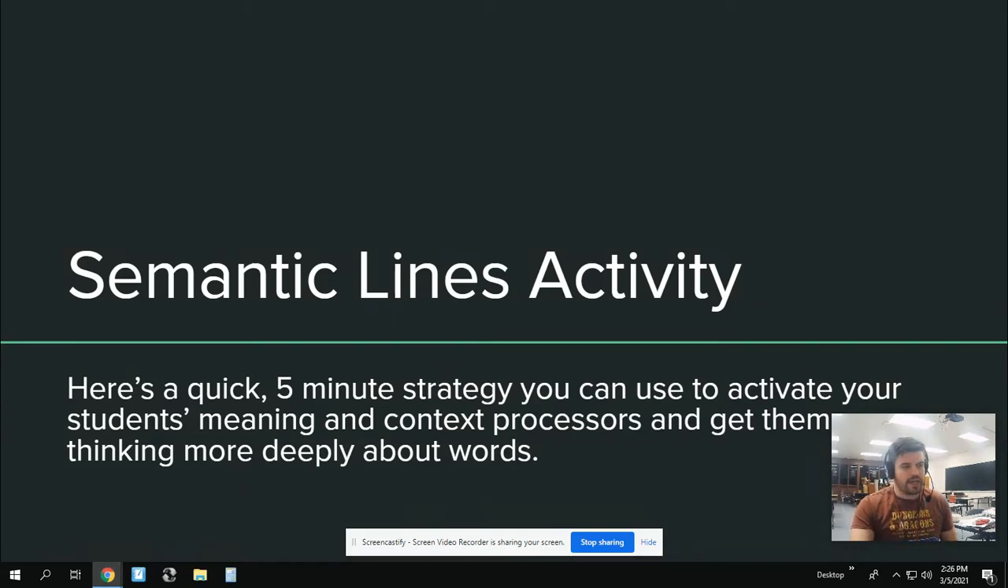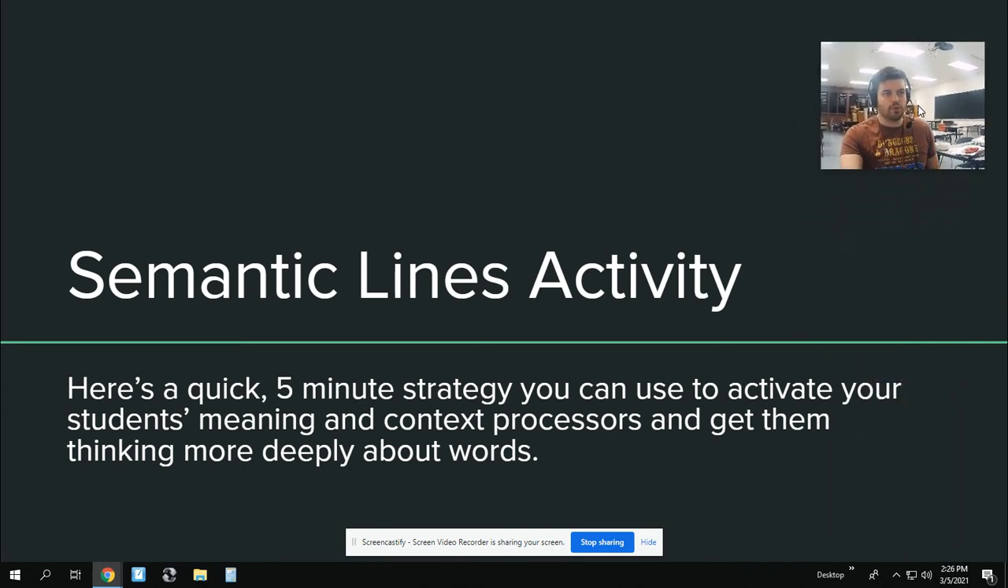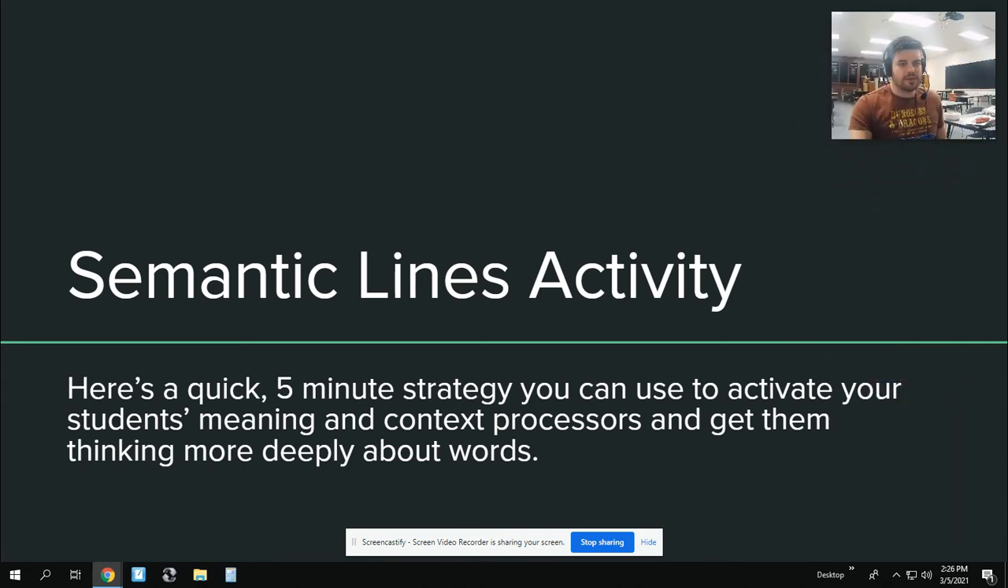Hey, this is a 5-minute strategy that you can use to activate your students' meaning and context processors and get them thinking more deeply about words. This is something that I came up with after looking at the 4-part processor and trying to figure out how do I go beyond using analogies to activate my students' meaning and context processors specifically, but also while still working a little bit with the orthographic and phonological processors.